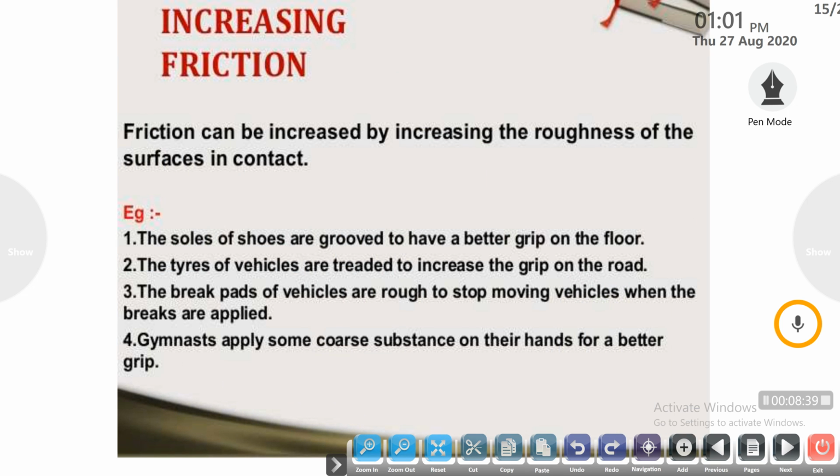The next is how can we increase the friction on a surface. We can increase the friction by increasing the roughness of the surface in contact, or we can say by increasing the irregularities between the two surfaces. For example, the soles of shoes are grooved to have a better grip on the floor. The tires of vehicles are treaded to increase the grip on the road. The braking pads or the brakes of the vehicles are rough so that they can stop the moving vehicles when the brakes are applied. And gymnasts apply some coarse substance on their hands for a better grip. So these are some ways by which you can increase the friction between two surfaces.